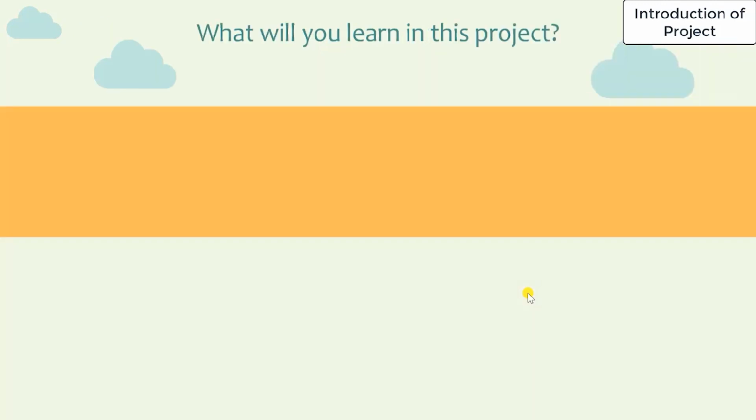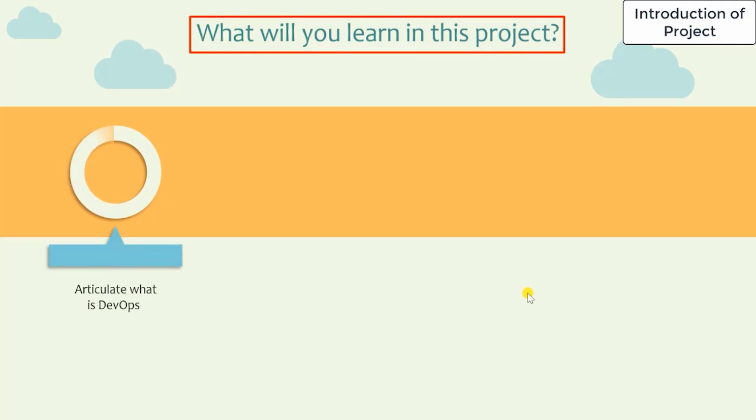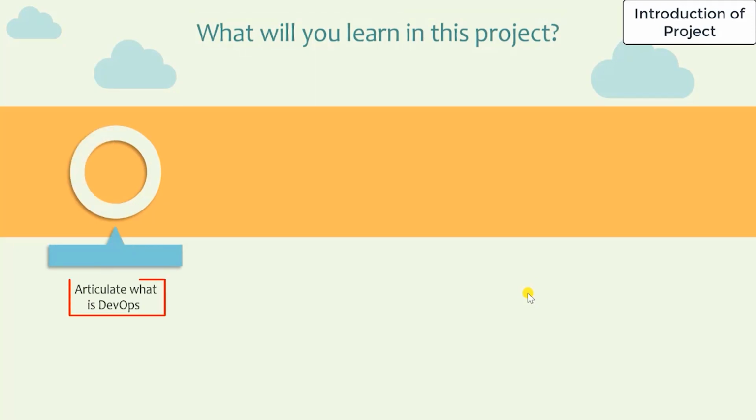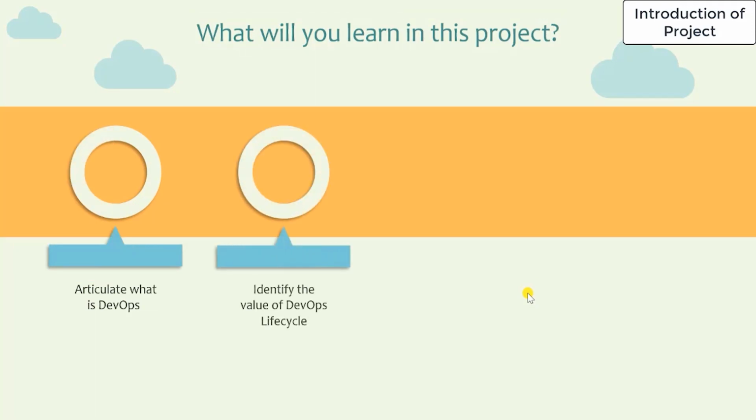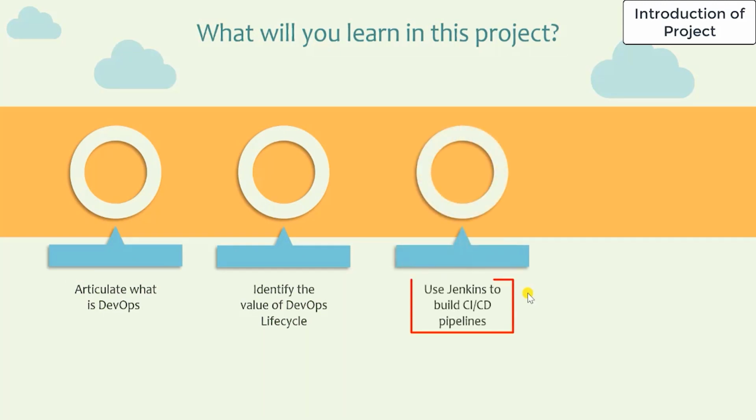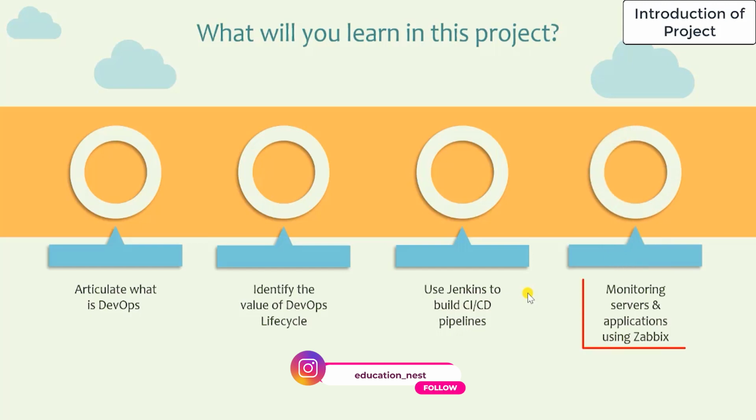The important thing is what you will be learning in this project. You'll be able to articulate what DevOps is. You will identify the value of the DevOps lifecycle, and why Jenkins is used. We'll be building a CI/CD pipeline using Jenkins. So these are the takeaways. Then monitoring servers and applications using Zabbix.